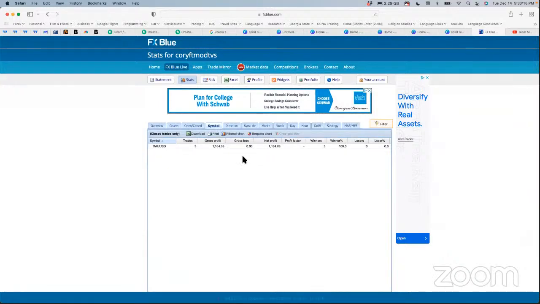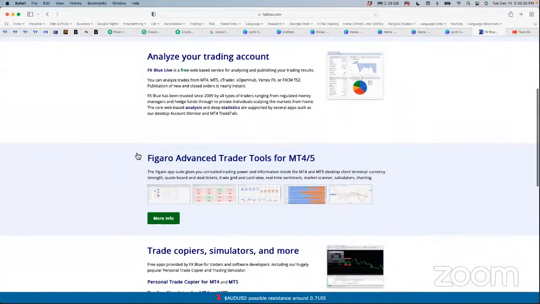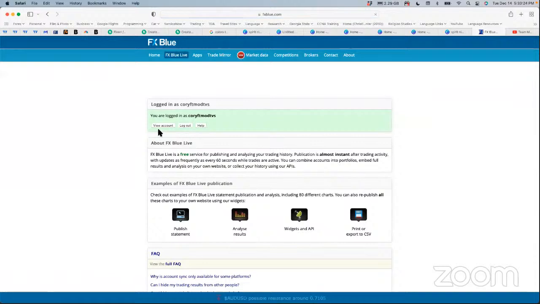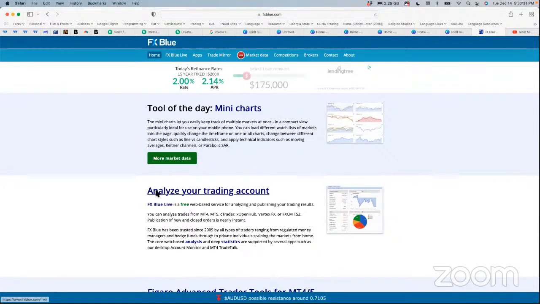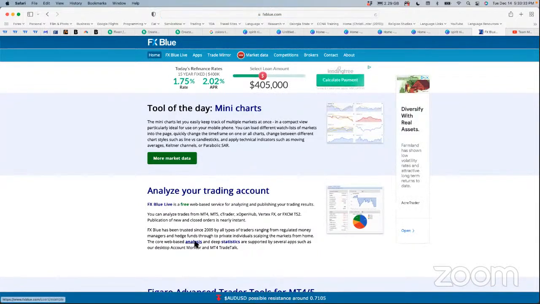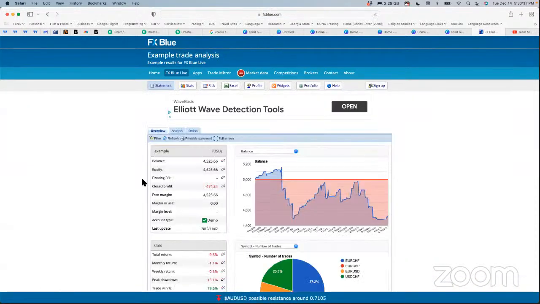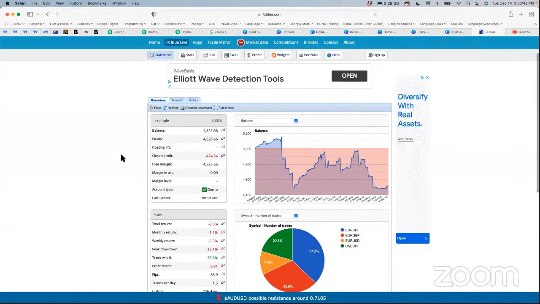you can get the information. Let me see if they still have the demo account up. That one's going to give a little more. They used to have it like a little demo. Okay, this is the demo. Now, this is going to give you a lot more information about your account.